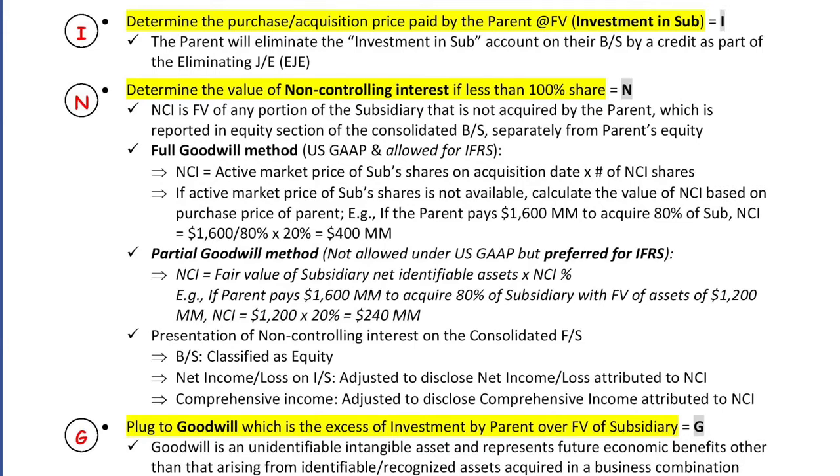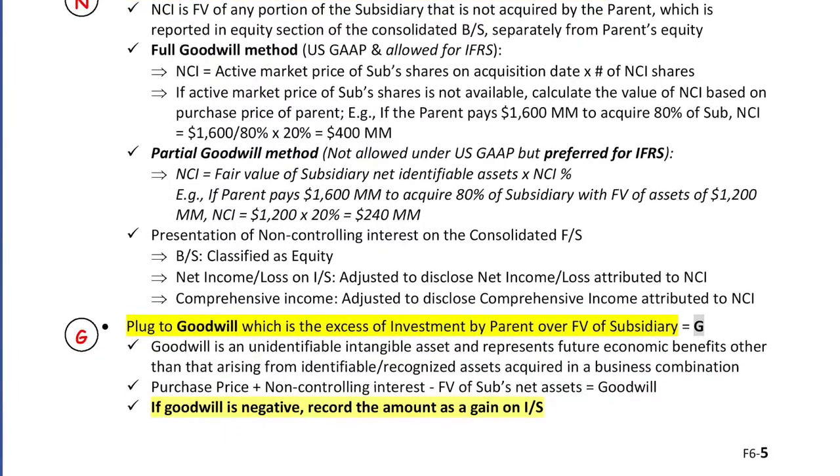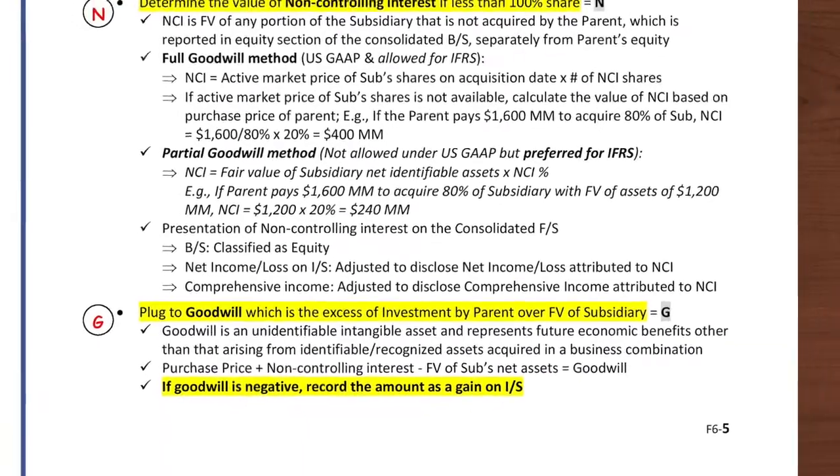So guys, goodwill is the unidentifiable intangible asset that represents future economic benefits other than that arising from identifiable or recognized assets acquired in a business combination. And on the last line, highlight: if goodwill is negative, record the amount as a gain on the income statement.